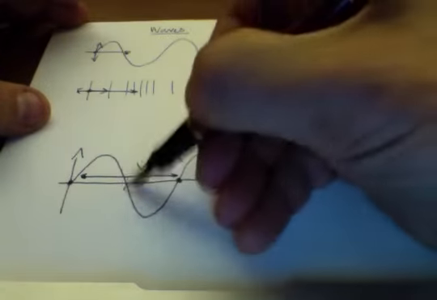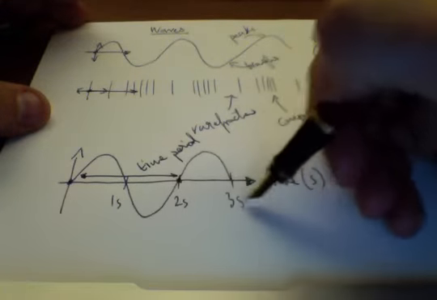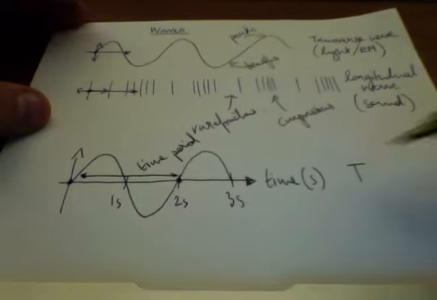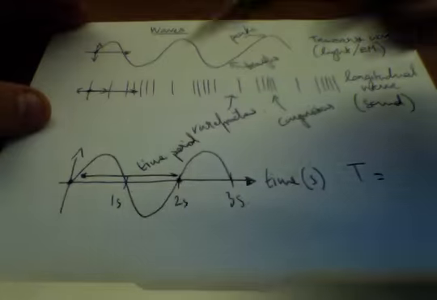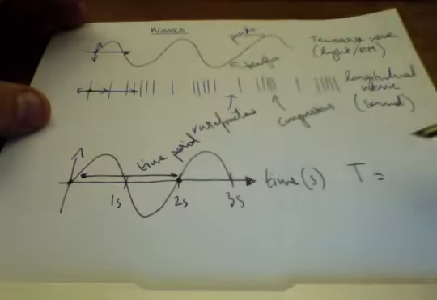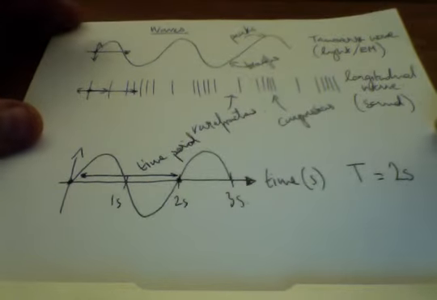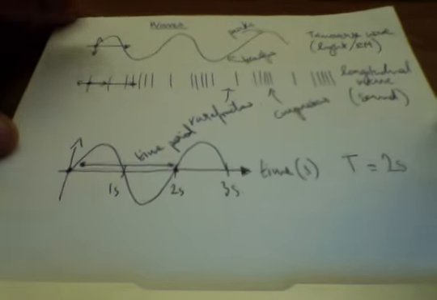If, for example, this were 1 second, 2 seconds, and 3 seconds, then my time period, given the letter T, here would be not 1, that's half a wave, but 2, because that is one wavelength. Okay, so time period of a wave, an important idea.